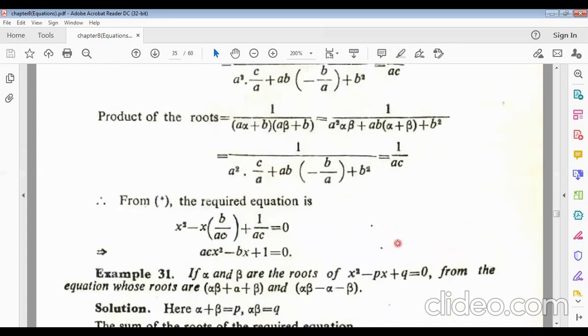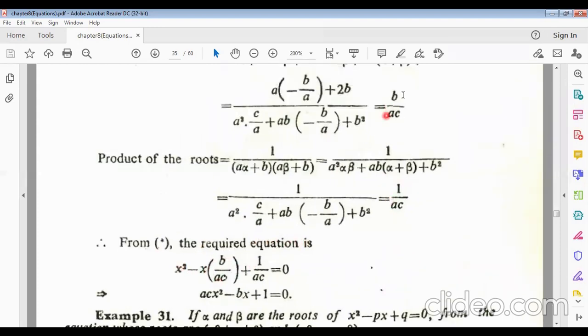Now from the formation of equations formula, x square minus x into the sum of the roots. The sum of the roots is what? This. Plus the product of the roots. The product of the roots value is this, equals to 0. So ac into x square minus bx plus 1 equals to 0. Multiplying by ac on both sides. Okay. This is the required equation.